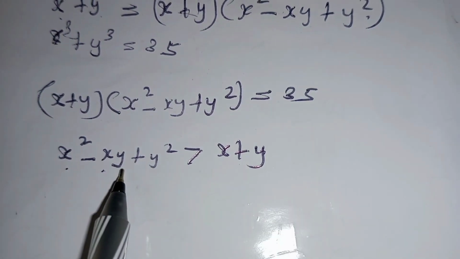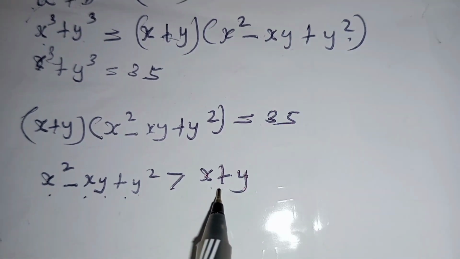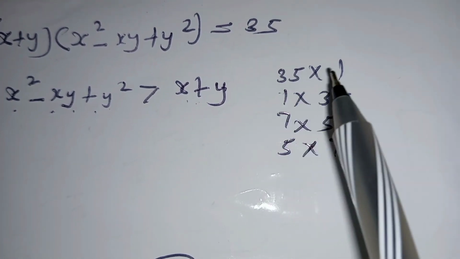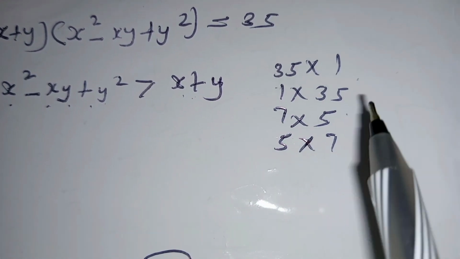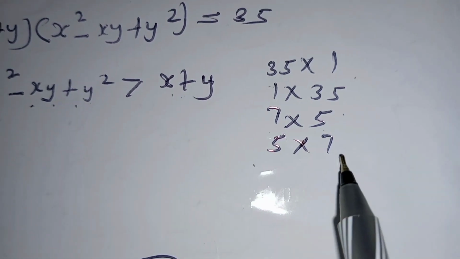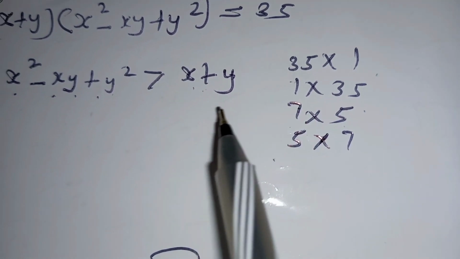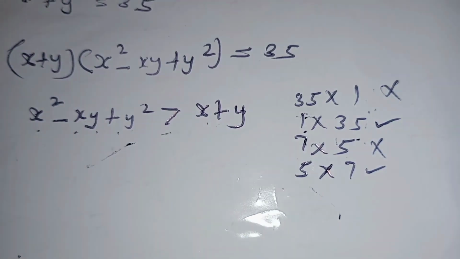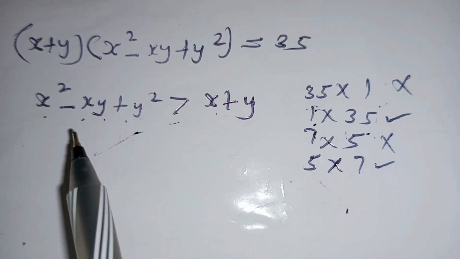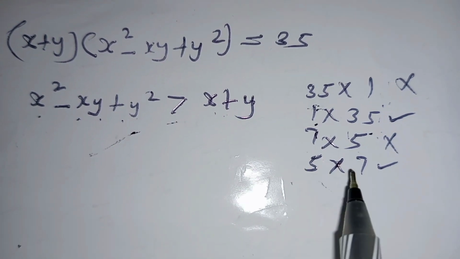x squared minus xy plus y squared is greater than x plus y. So there are 4 possibilities of obtaining 35. 35 times 1 is 35. 1 times 35 is 35. 7 times 5 is 35. 5 times 7 is also 35. And we check the ones which hold in this equation. You can clearly see out of these 4, only 2 satisfy this condition. That is 1 times 35 and 5 times 7.